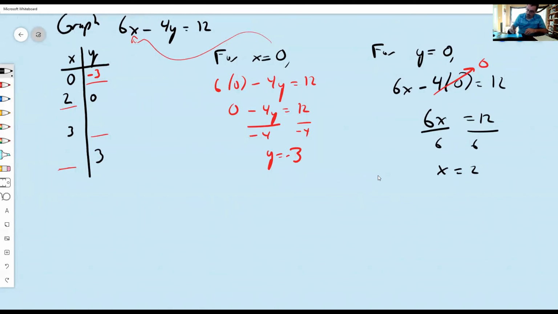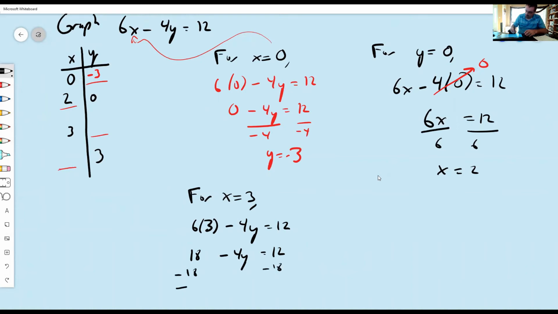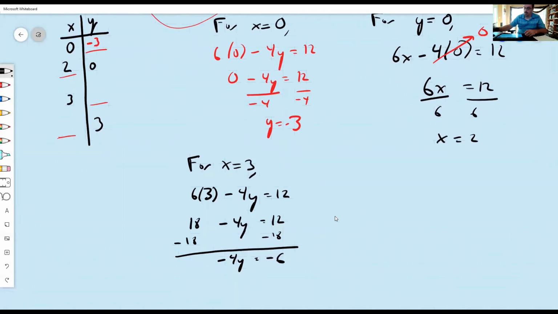I guess we have 2 more points to do. X equals 3. 6 times 3 minus 4y equals 12. 18 minus 4y equals 12. I'm going to get y by itself, so minus 18. Minus 4y equals minus 6. Divide both sides by minus 4. Y equals positive 3 over 2 after you reduce it.